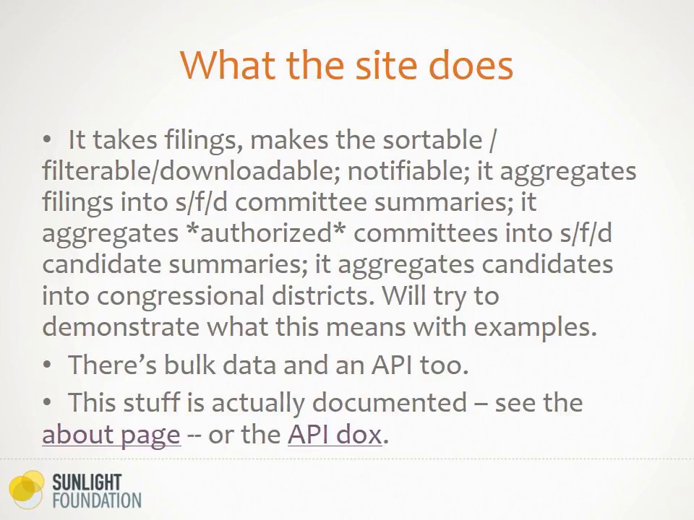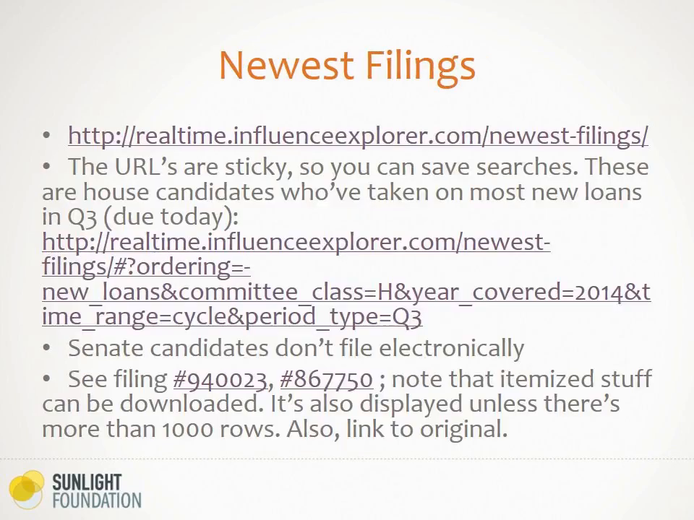In general, what we do is take these filings and make them sortable, filterable, downloadable, notifiable, and then aggregate them into larger groupings. So I'm going to talk you through the site starting with the small, so individual filings, up to committees and candidates and races, and then just the whole shebang. There's bulk data and an API, and there are links to the documentation. I'm not going to spend too much of this presentation talking about that, but please do follow up with me if you're interested in it from that perspective.